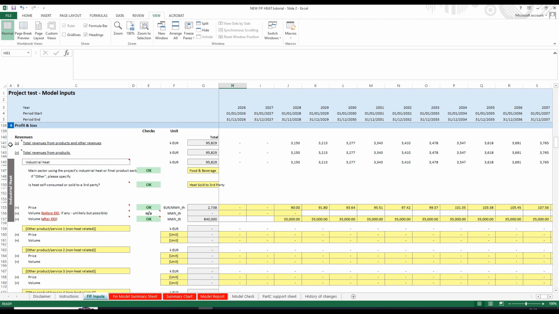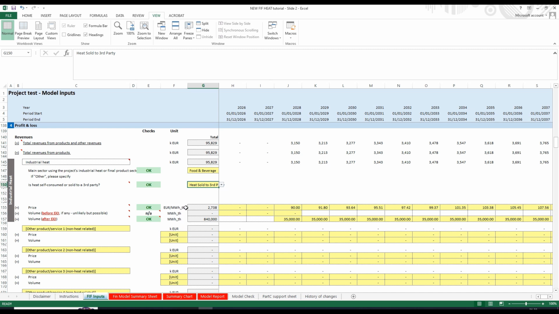We begin with revenues. The first part relates to industrial heat. A drop-down menu asks applicants to indicate the main sector that will use the project's industrial heat. You must then specify whether the heat will be sold to an external off-taker or consumed internally within the project's own activities. For prices and volumes, please note that values must be expressed in euros per thermal megawatt hour and in thermal megawatt hours, respectively.